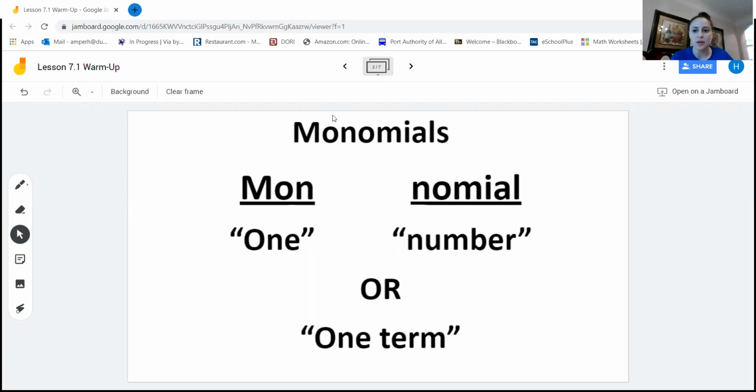And remember, the part of the word mon means one, and the other part of the word nomial means number. So together, monomial just means one term, and that's usually meant that there are numbers or variables being multiplied together.